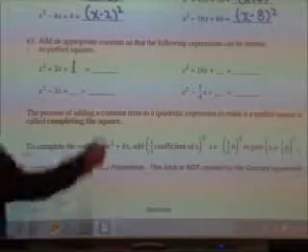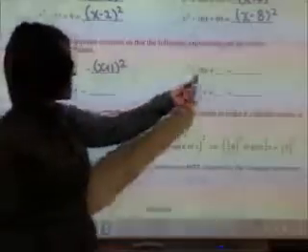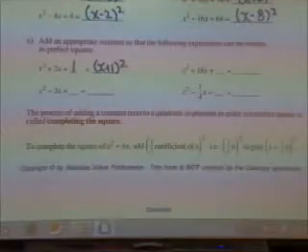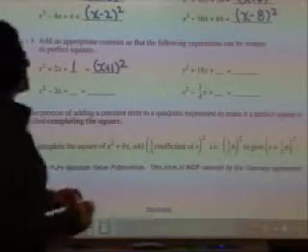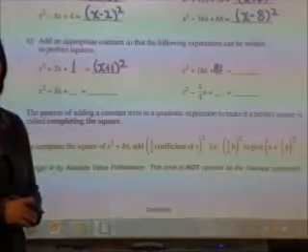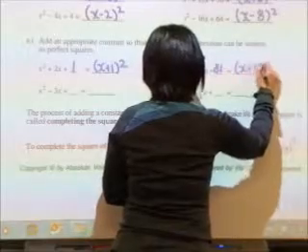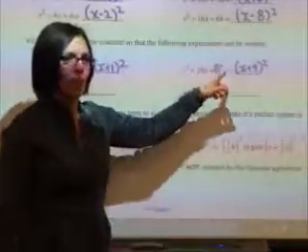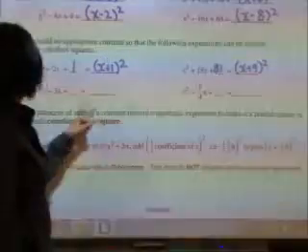X plus 1 squared. Okay, so let's look at the second one. Half of 18. Square it. And what does that factor to? X plus 9. Do you notice that 9 came up again? That 9 was when I halved 18.